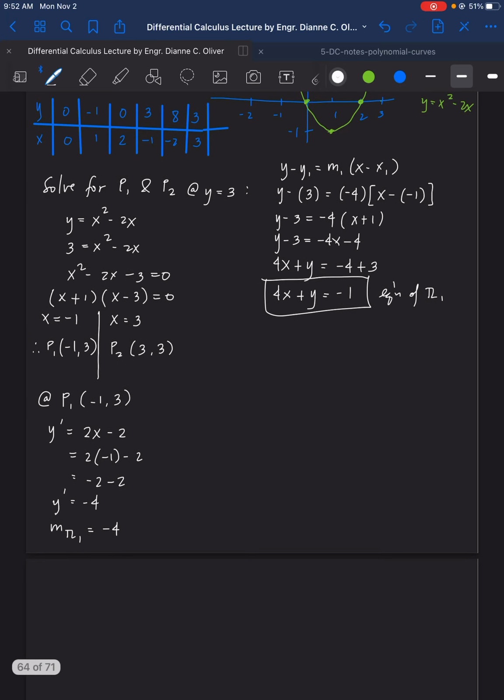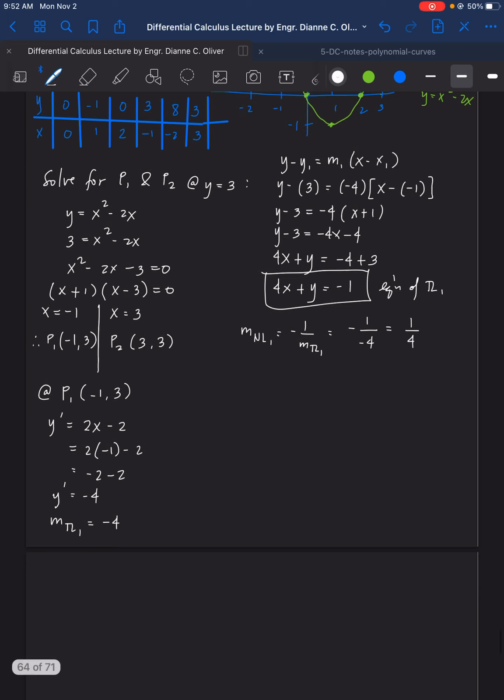Next, we will be determining the equation of the normal line 1. For normal line 1, the slope is negative 1 over the slope of tangent line 1, negative 1 over negative 4. Therefore, the slope of normal line 1 is 1/4. So we have there y minus y1 equals m1 times x minus x1, y minus 3 equals 1/4 times x minus negative 1.